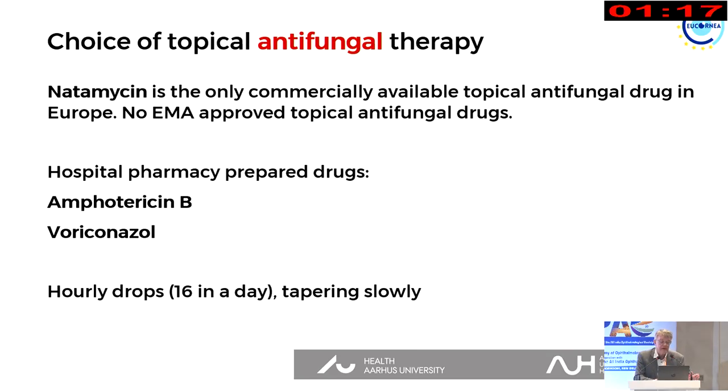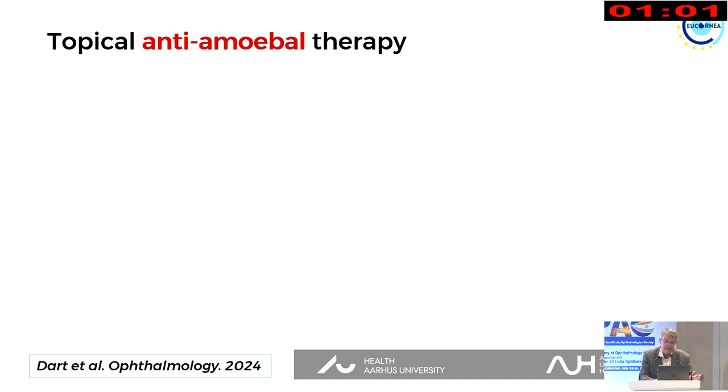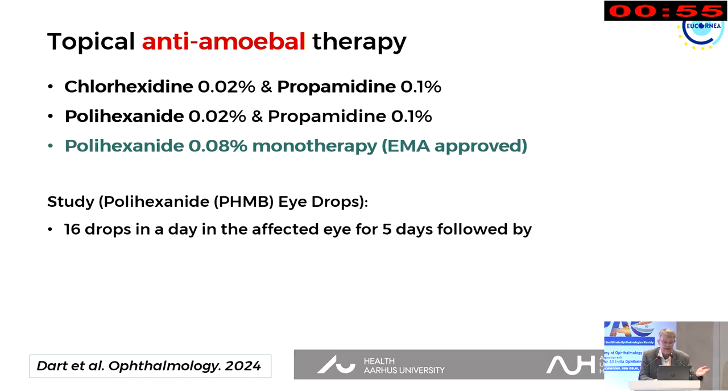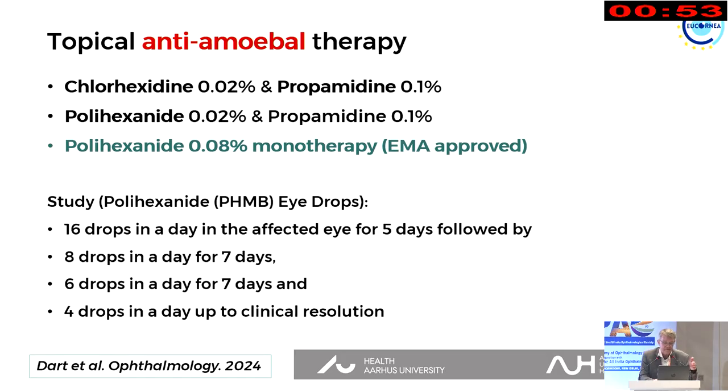Antifungal therapy: natamycin is the only commercially available drug in Europe. It's not EMA approved, but you can get it. Otherwise, we have to rely on pharmacy-prepared drops, amphotericin B and voriconazole. And topical anti-amoebal therapy, I'm sure Frank Larkin will talk more about that: chlorhexidine, polyhexanide, and propamidine. And then there is the study recently published, with a protocol there.